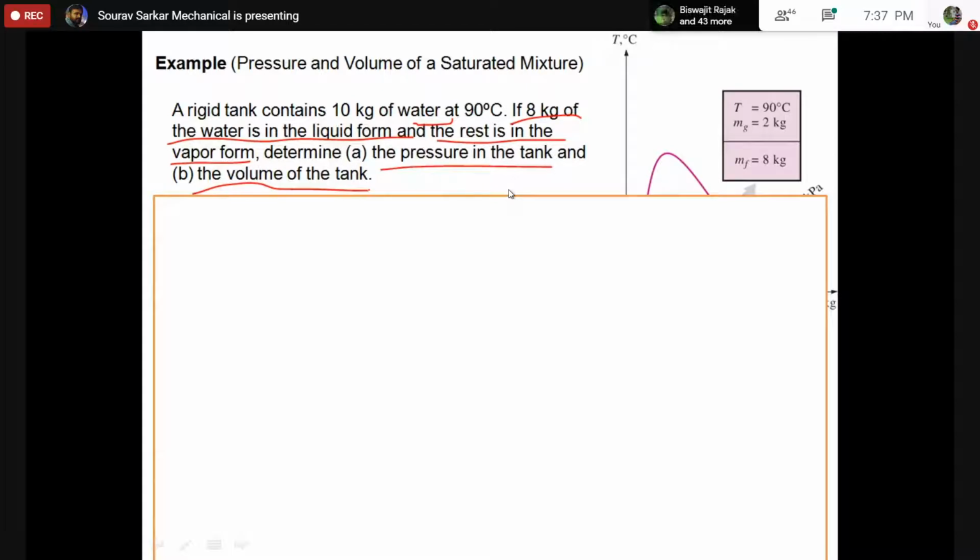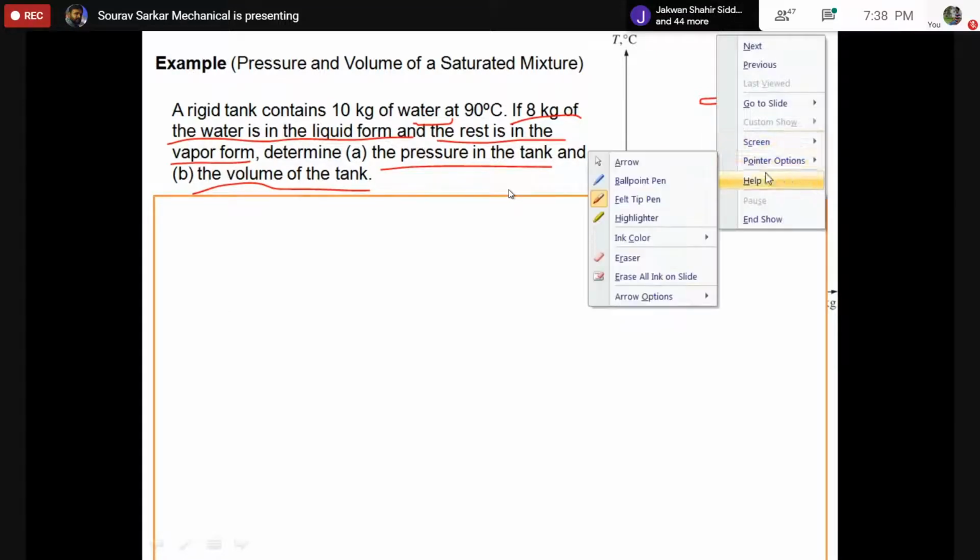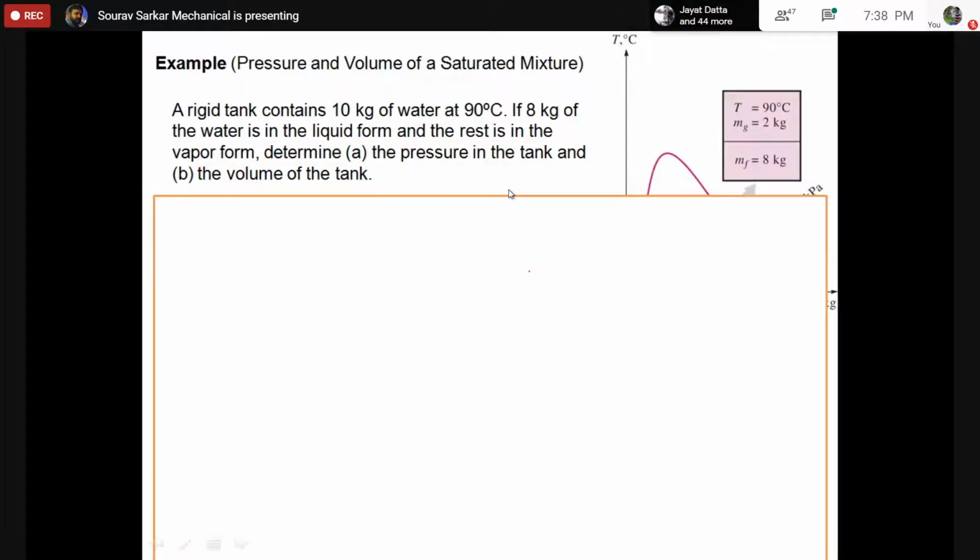Can we solve this problem? If you look into this diagram, you have a 10 kg mass. You have remaining water at 8 kg, and the other part, 2 kg of the water, is converted into vapor. Now they are asking what is the total volume of this tank. How to solve this problem? What is the value of x here?